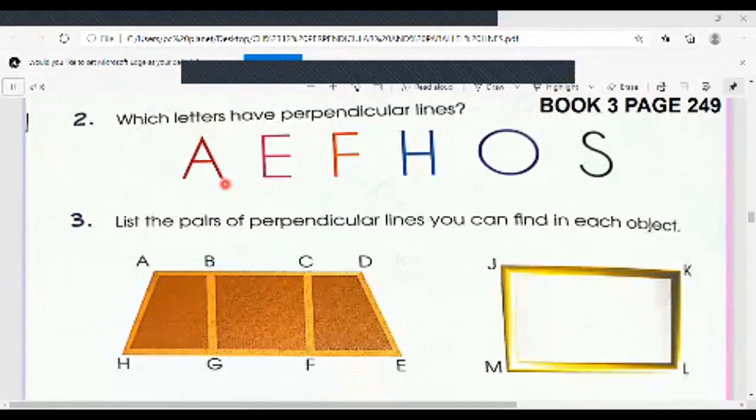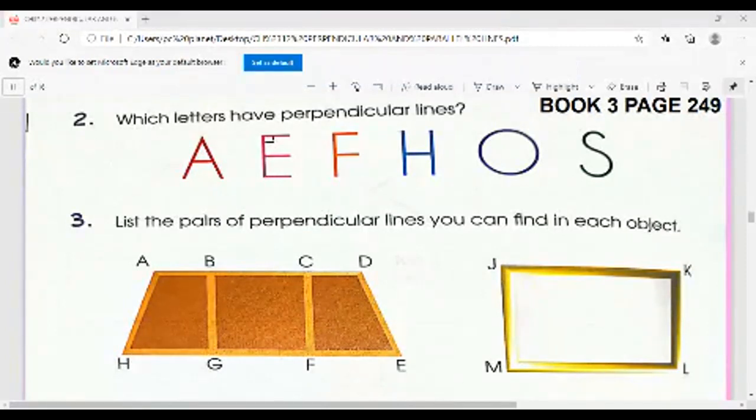Let's move on to our next letter, that is letter E. I'm sure that my students can easily find out the perpendicular lines. So kindly mark it with me. Over here we have a perpendicular line. We have a perpendicular line over here. We have even over here perpendicular lines, and we have perpendicular lines over here as well. See, so there are perpendicular lines in this.